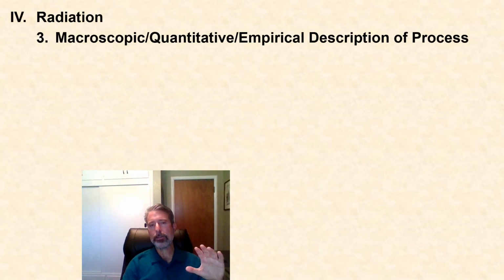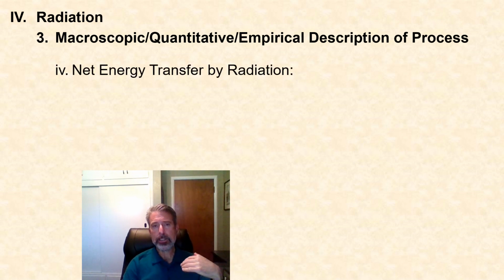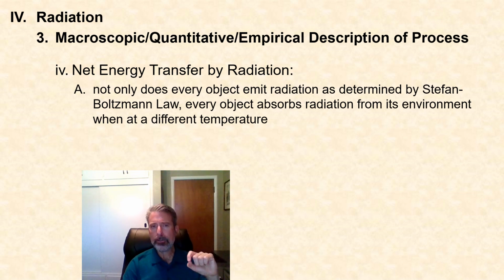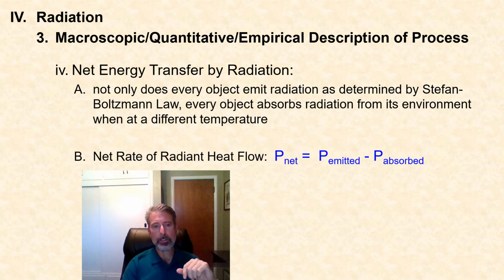So the last thing we'll say about this topic before turning our attention to solving some problems is that when you apply the Stefan-Boltzmann law, you have to look at the net energy transfer by radiation. It turns out that not only does every object emit radiation as determined by the Stefan-Boltzmann law, but also every object absorbs radiation from its environment, so long as that environment is at a different temperature from the object. So we really need to look at both the radiation emitted by the object as well as the radiation absorbed when applying the Stefan-Boltzmann law.